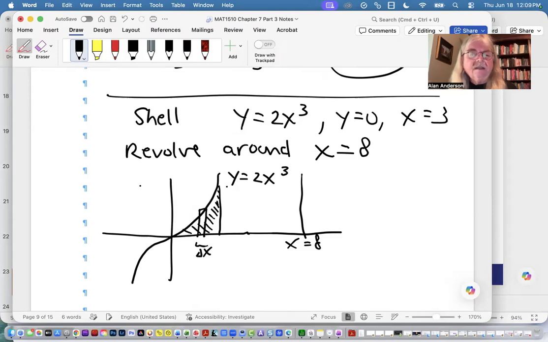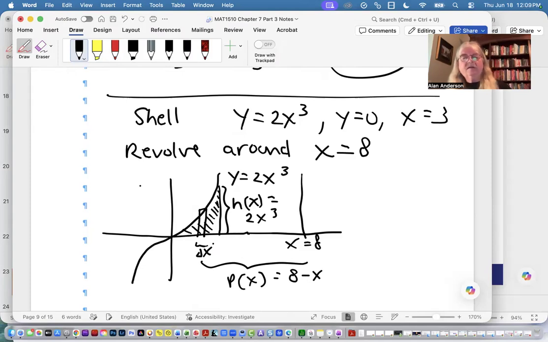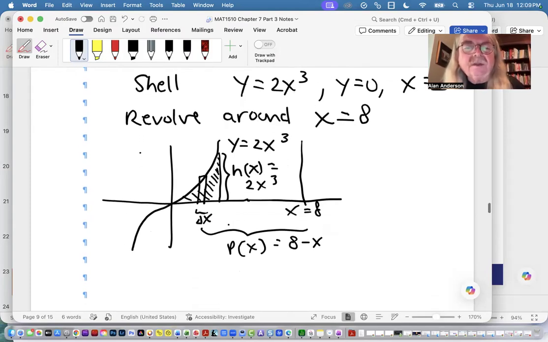Then we need a height, which is simply the function. And now here, though, 8 minus x. Now each rectangle will be in a different location, so it's always 8 minus x. Okay, so which integral are we using? This is the one that's written in terms of x's.